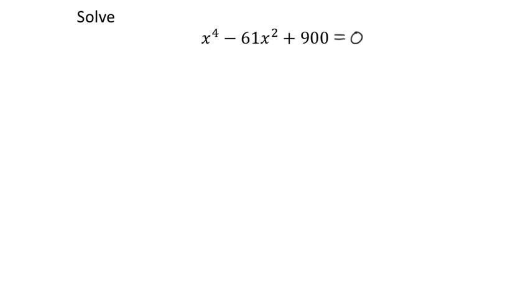So here I've got x to the power 4 minus 61x squared plus 900 equals 0. Now that is not a degree 2 polynomial. It's a degree 4. I would expect 4 answers on this problem. Will there be? I don't know. Let's find out.